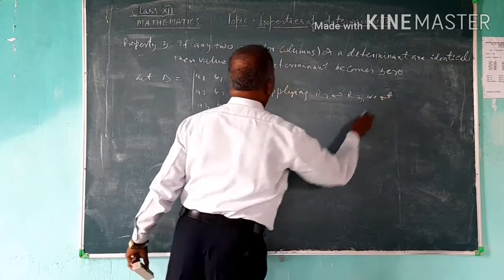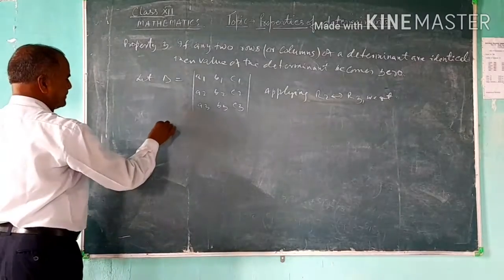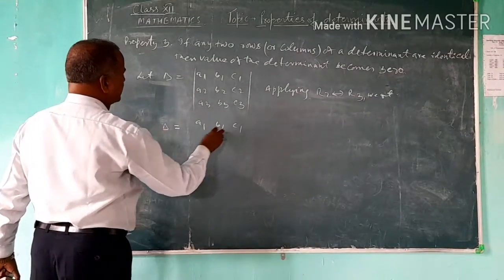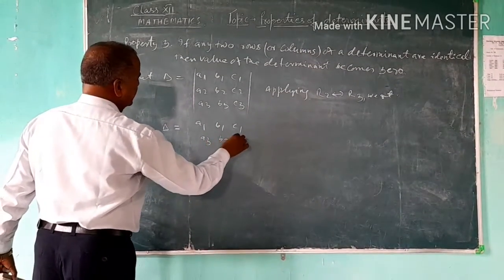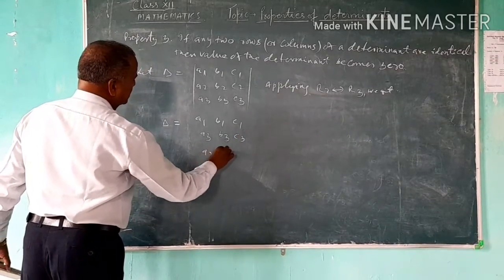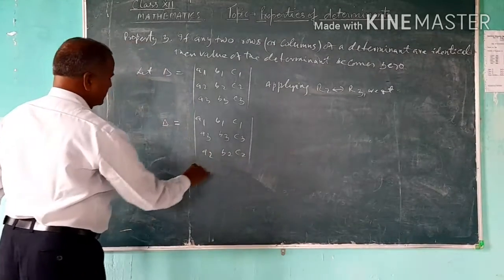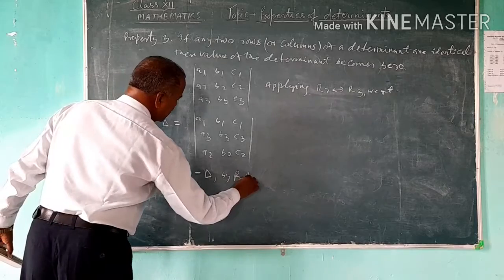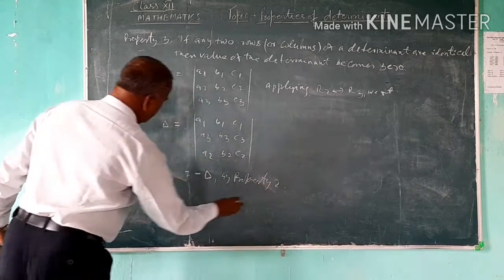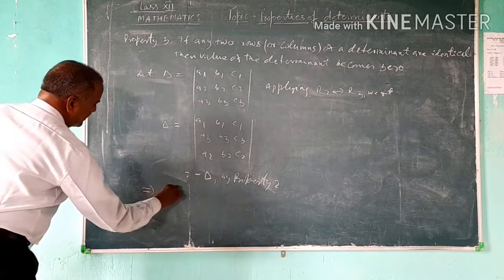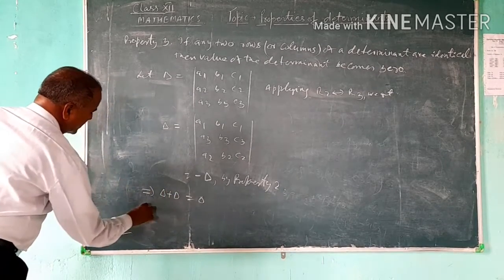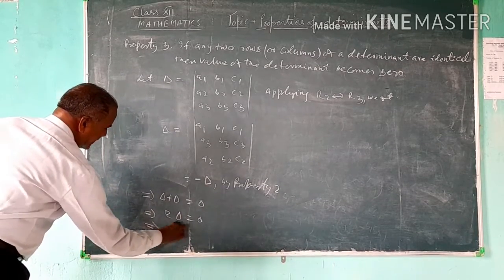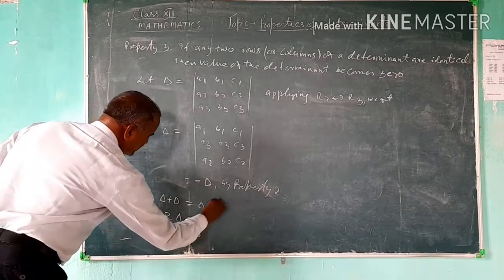we get delta is equal to A1, B1, C1, A3, B3, C3, A2, B2, C2. So this is equal to minus delta by property 2. So this gives delta plus delta is equal to 0. This gives 2 delta is 0. So this gives delta is equal to 0. Hence verified.